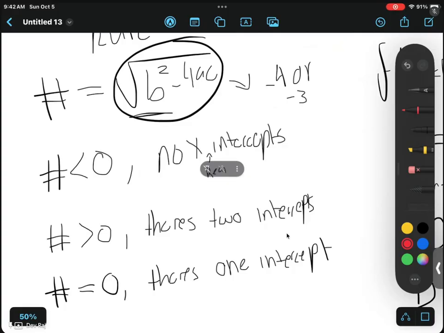Yeah? Okay. Think of it like if it's less than 0, then you have negative homework assignments to do, which doesn't exist. You can't do negative homework assignments. If you have more than 0, you have multiple homework assignments. You could have 2 or 3. If it's equal to 0, there's only 1 you have to do, right? To get it to 0, you're 1 away.